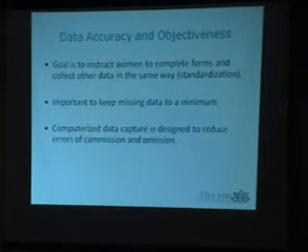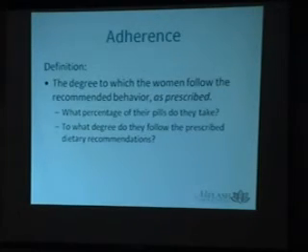It's important to keep missing data to a minimum. And so you'll see in the database that it will tell you when data are missing. And it will tell us when a certain amount of data are missing. And it will ask you to go get it if you can. Computerized data capture is designed to reduce errors of commission and omission. So it's designed to tell you if a field isn't valid. It'll say, that won't work here. You've got to come back with an in-range number. And it'll tell you what you're missing on that participant.